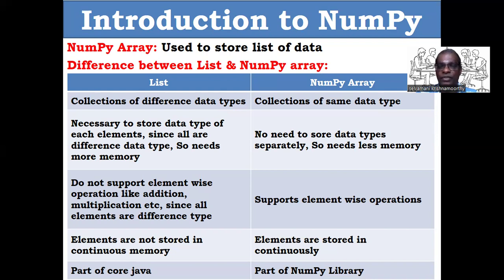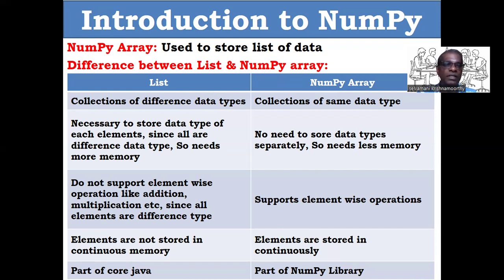Already under Python, we studied lists. Am I right? A list is an ordered collection of elements of different data types enclosed within square brackets. Already we studied this. That is what a list is. Then how does our NumPy array differ from a list? Here we have a table divided into two columns. One is list, the second is array, NumPy array.